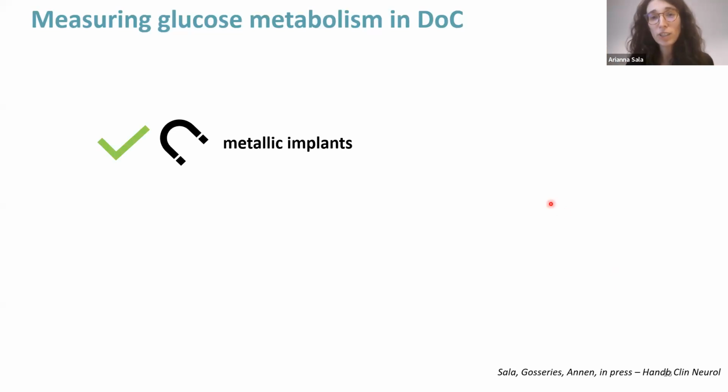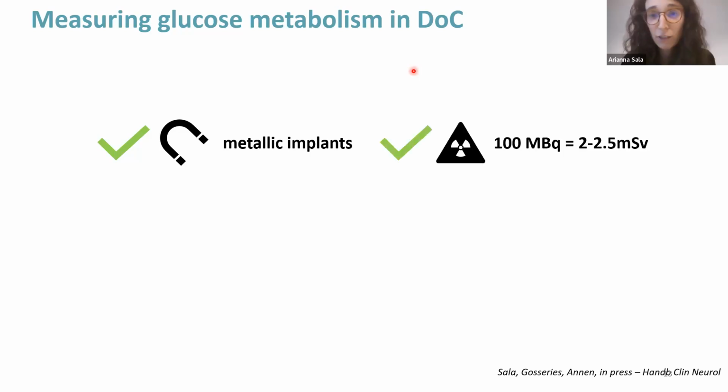So why use FDG-PET, let's say, in patients with disorders of consciousness, compared, for example, to fMRI? There are some advantages of using PET. First of all, we don't have to be worried about metallic implants. PET doesn't use any magnetic fields, so it's 100% compatible with respirators or whatever metallic tools are being used on the patients.